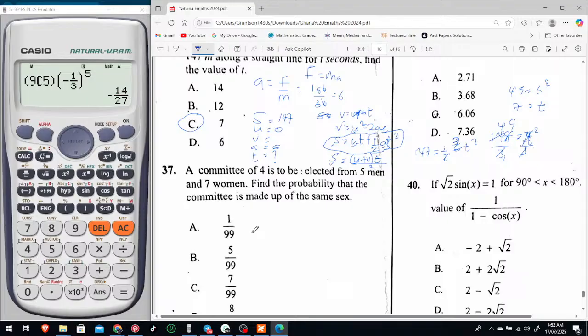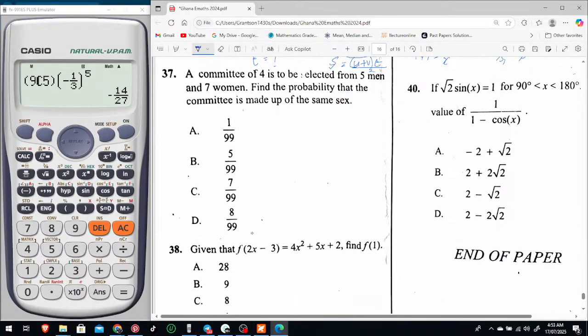Okay, let's go to 37. A committee of 4 is to be selected from 5 men and 7 women. So this question is when they come, draw a box. You need 4 people, selecting 4 people out of 5 men and 7 women.